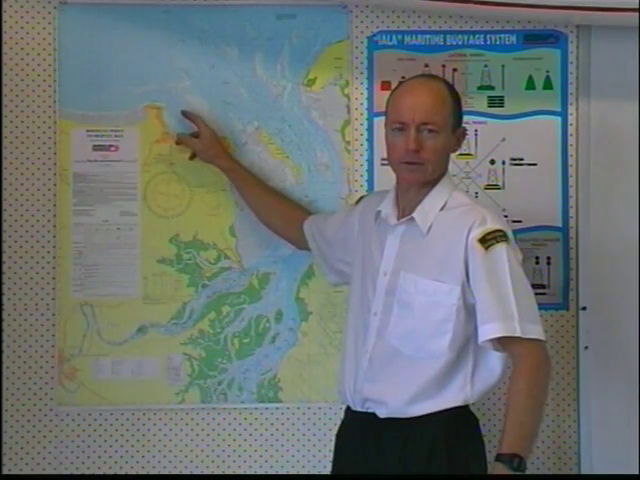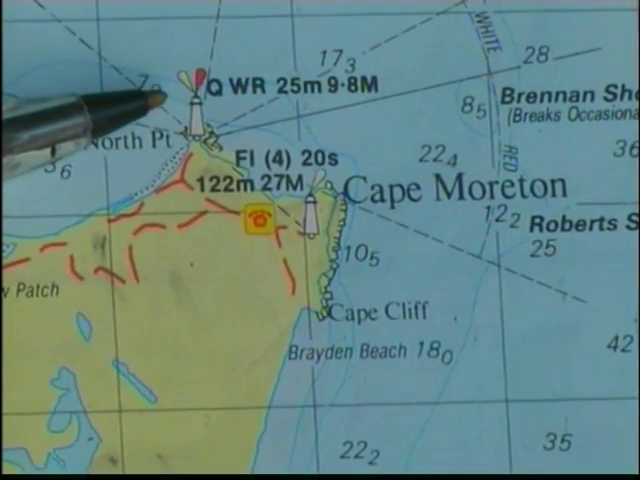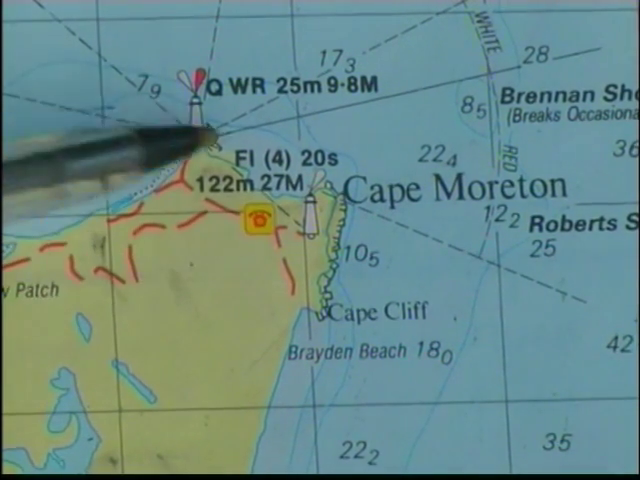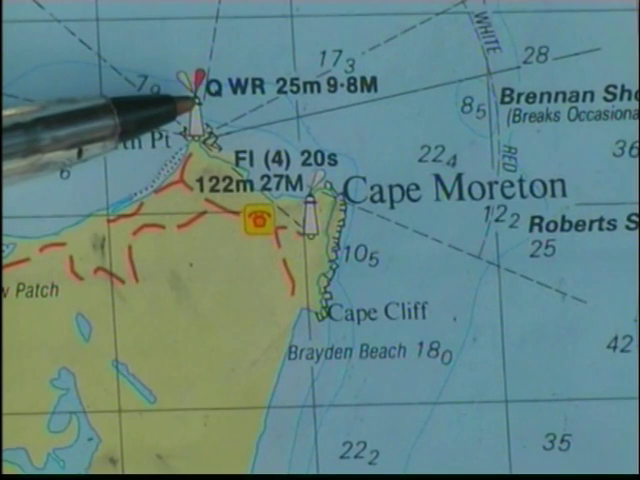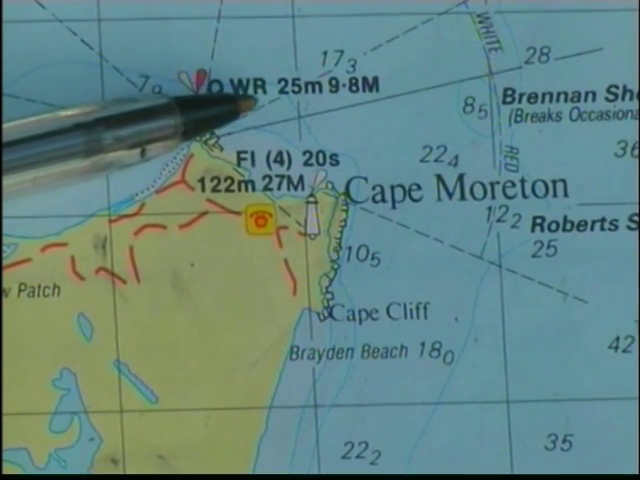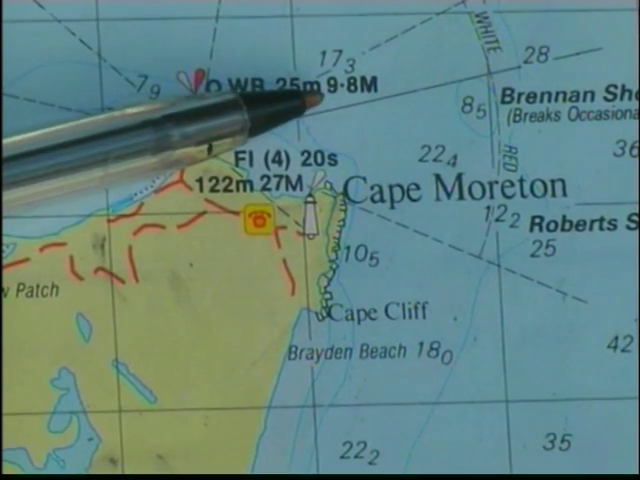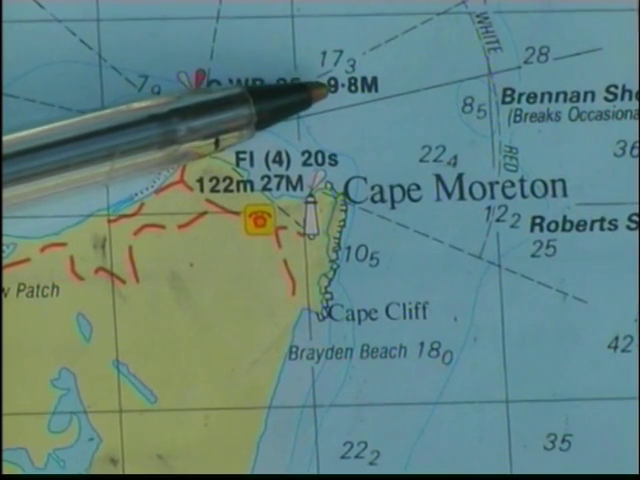Just for your interest, let's have a look at a chart and see how the lighthouse lights work. We're looking up here at Cape Moreton. There's 2 lighthouses up here. The one on the left, 2 lights, it's got a white and a red. The bold print says quick white red. The light's 25 metres above the high water mark, and you can see that light for 9.8 nautical miles.